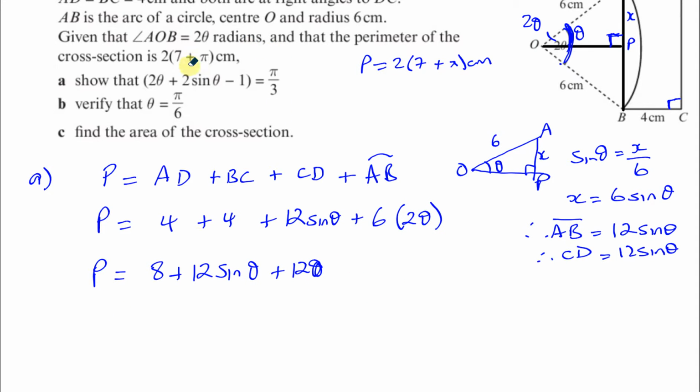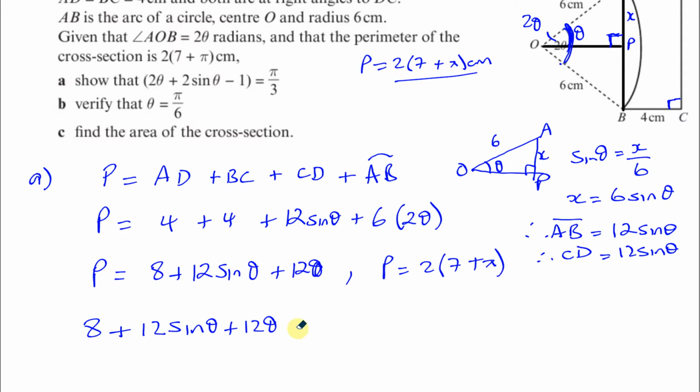And we also know from here that the perimeter is 2 times 7 plus pi. So we also know that the perimeter's actual value is 2 times 7 plus pi. So we know that these two expressions must be equal to each other. So we can say that 8 plus 12 times sine theta plus 12 times theta is equal to 2 times 7 plus pi.